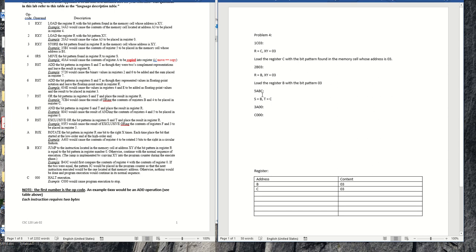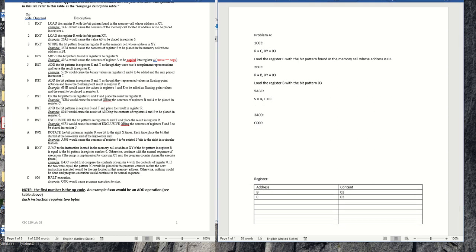So I'm just matching up this pattern from my instruction to what the opcode is expecting. Okay, so add the bit patterns found in these two registers. So we know what those two are. Each one has content of 0, 3. So our job is to add 0, 3 plus 0, 3 and get some result.